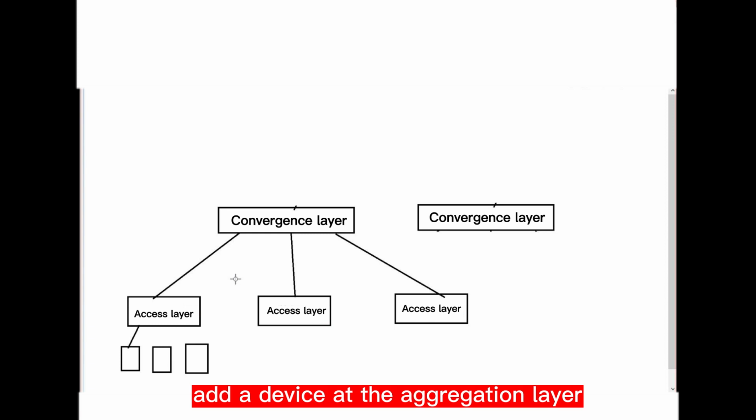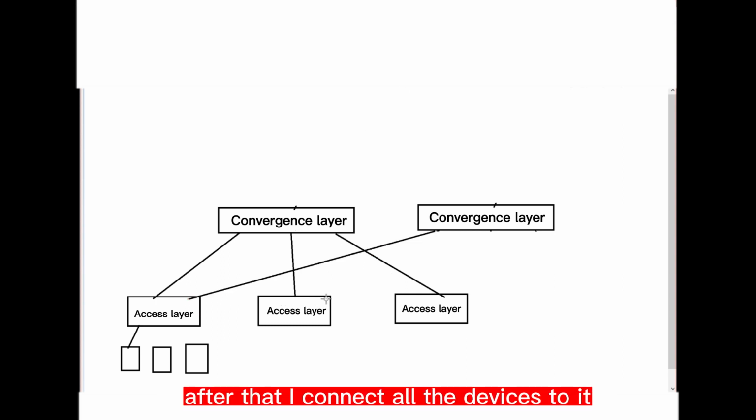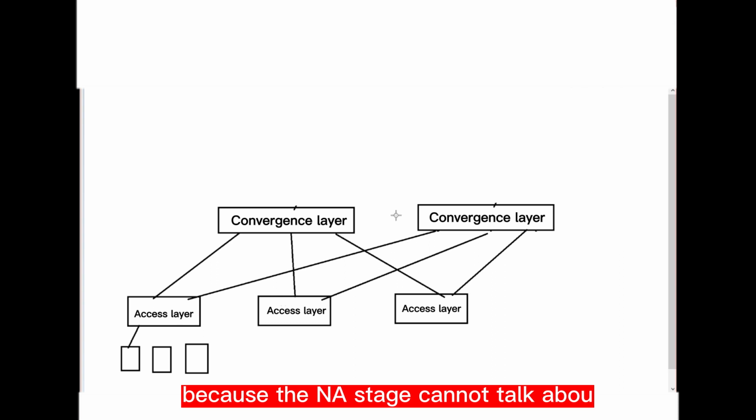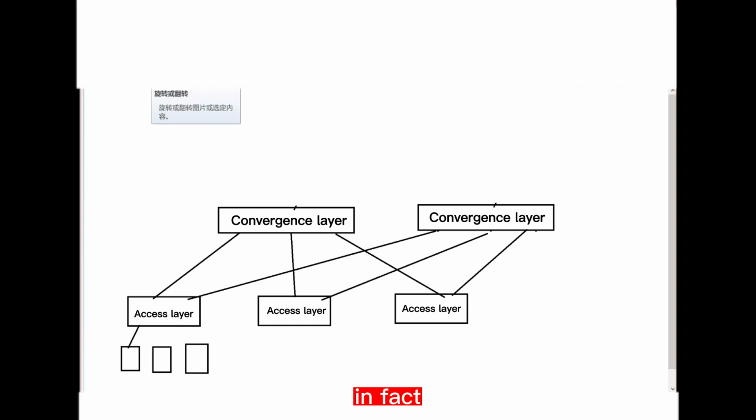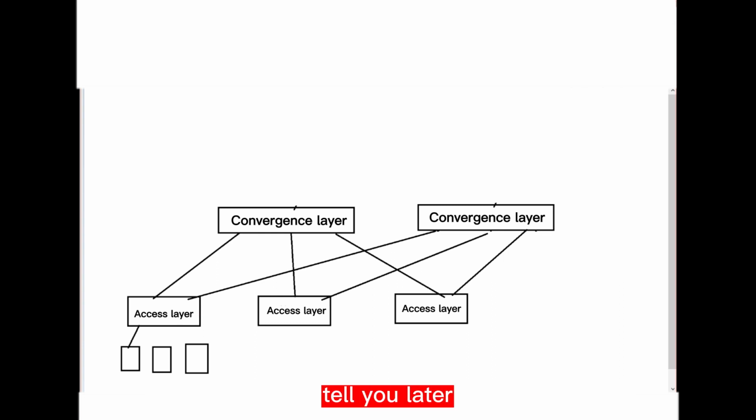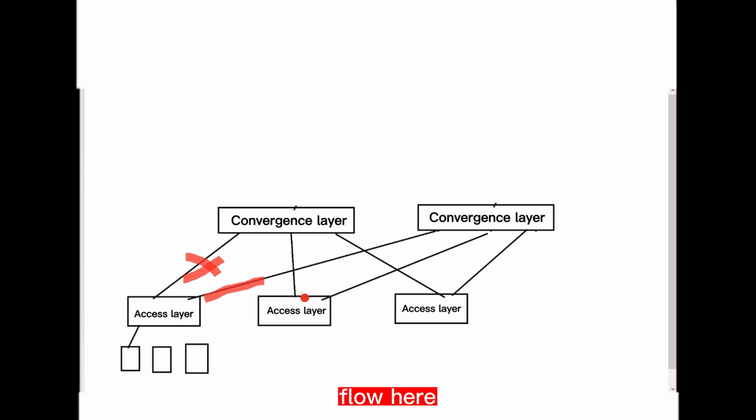Add a device at the aggregation layer. That is, I'm going to put another device here. After that I connect all the devices to it. They are actually connected, but I won't draw this one, because the NA stage cannot talk about this technology. In fact, there will be other technologies between them; I'll tell you later. After connecting, you will find that if this line is broken in the future, the flow goes here.